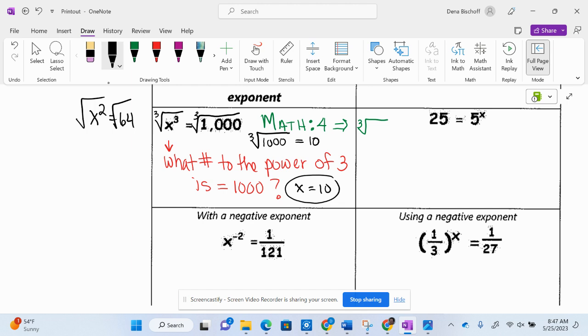So let's look at this one. 25 is the same thing as 5 to what power? Well, if you don't know, what is 5 to the first power? That equals 5. What is 5 to the second power? It's 25. So x equals 2.